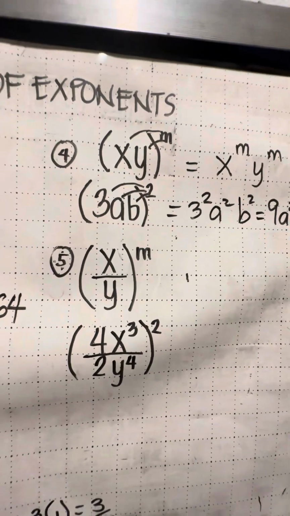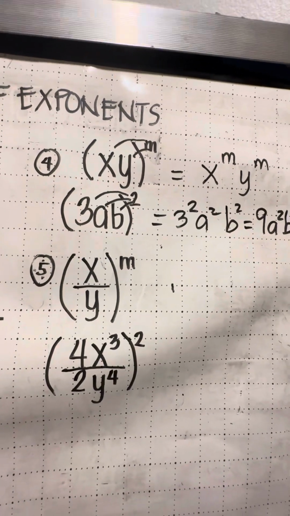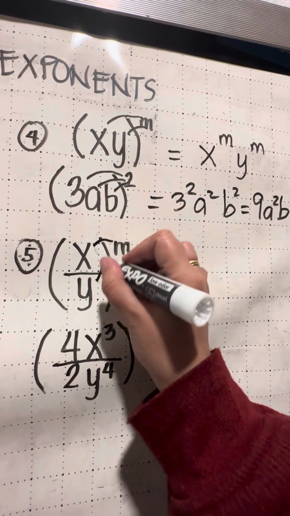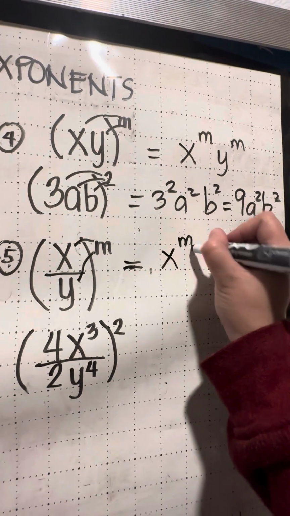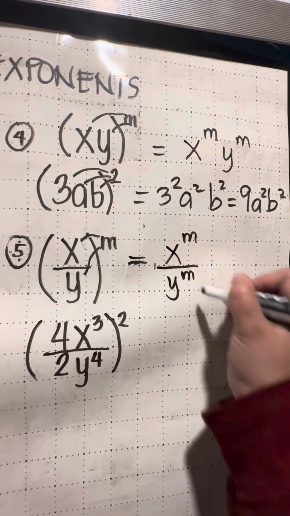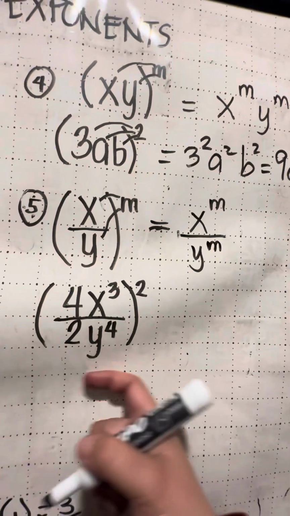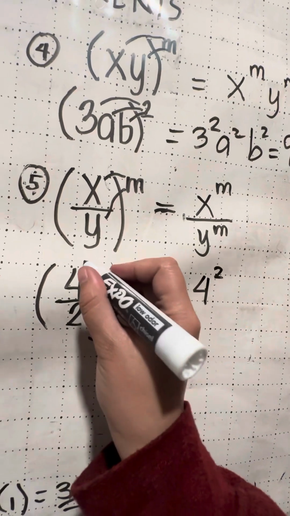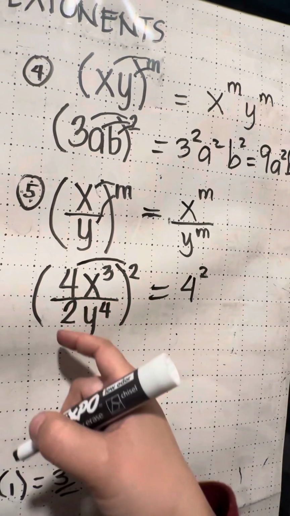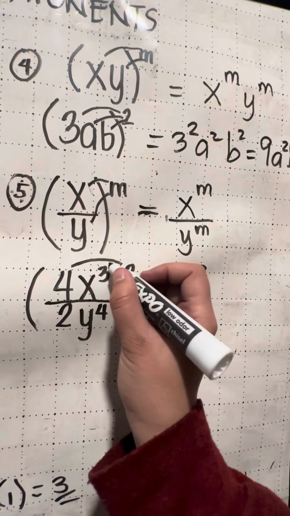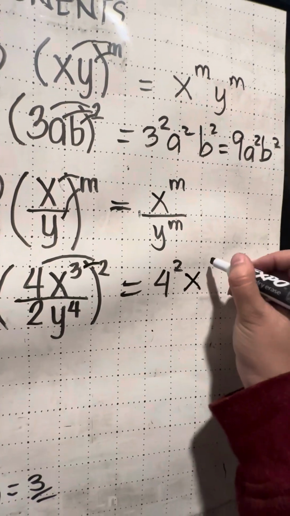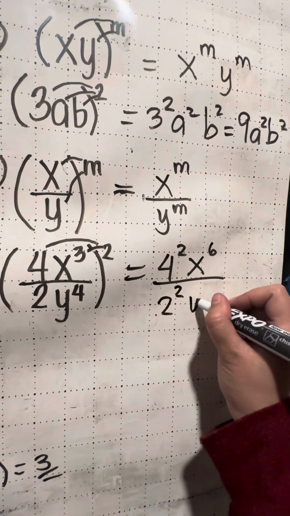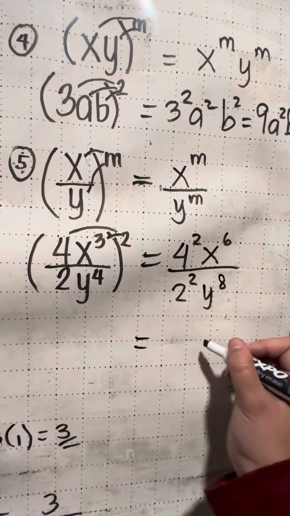Okay. And for number 5, this is the power of a quotient property. So we will be distributing the exponent. So x to the m power over y to the m power. Okay. So applying here in this example, this would be 4 to the second power, because what you did with the variables, the same thing with the numbers. And then this is x to the 6th power over 2 to the 2nd power, and then y to the 8th power. And let's simplify.